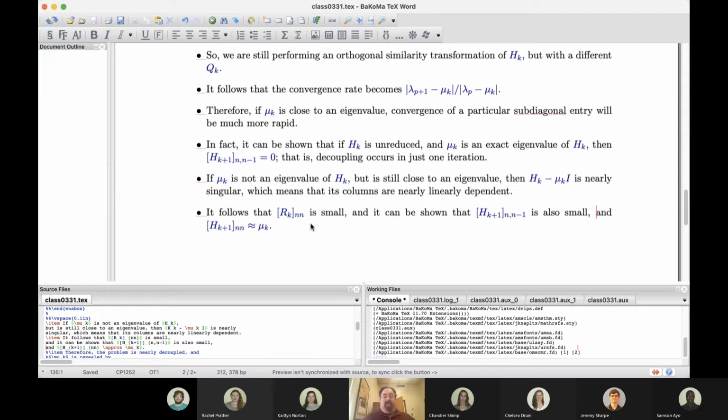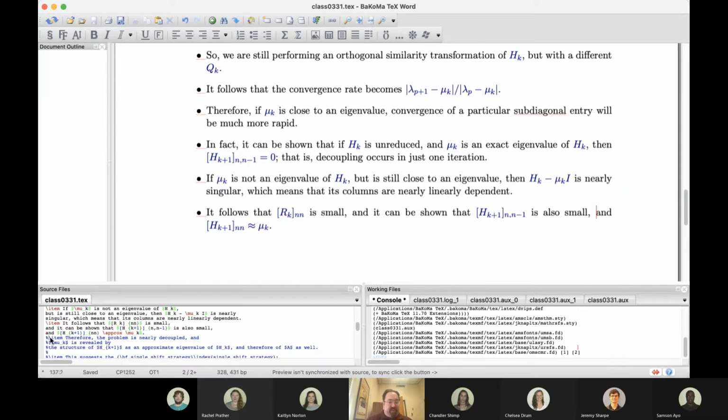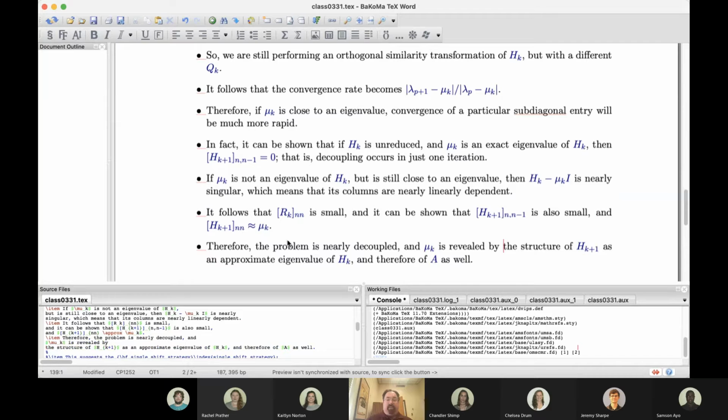So if there's any way to get even a crude estimate of an eigenvalue, that can help drive this last subdiagonal entry to 0. What that means is the problem is almost decoupled, and so this is closer to an eigenvalue. Then we can use this diagonal entry as a shift for the next time and drive it even closer to an eigenvalue.